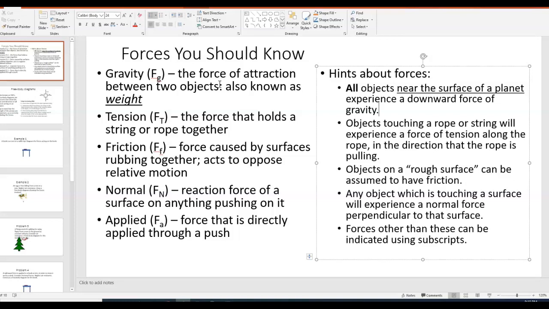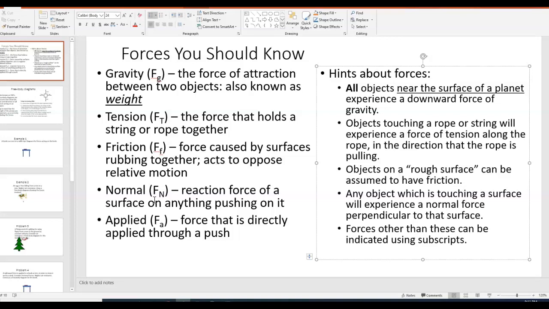Now, a context clue you can use to know if you have friction in a given problem is the term rough surface. So anytime you're dealing with a rough surface, you can assume that surface has friction. Now do keep in mind that you only have friction when you have an object touching a surface. So an object falling through the air is not going to have friction, but an object sliding on the ground or sliding on the wall can have friction acting in the opposite direction of motion.